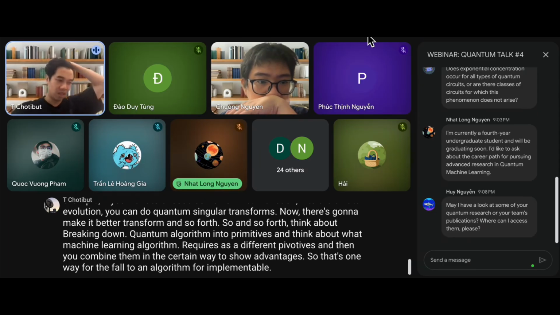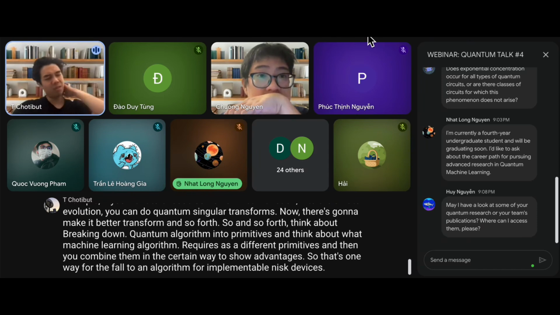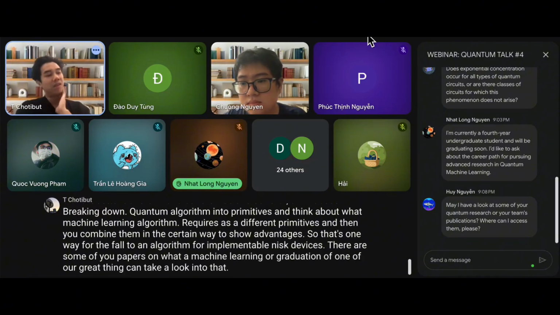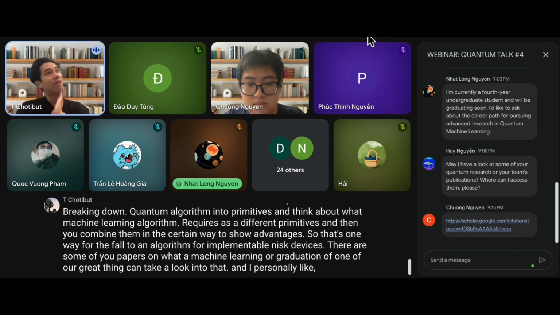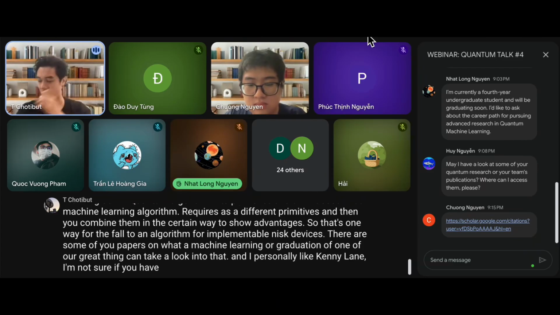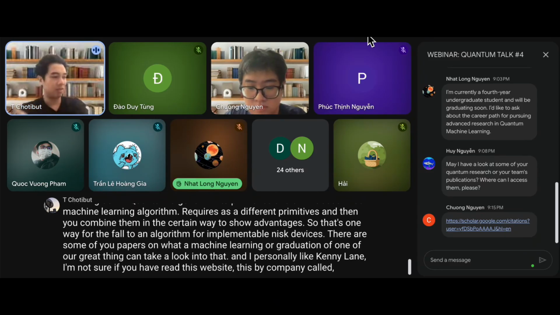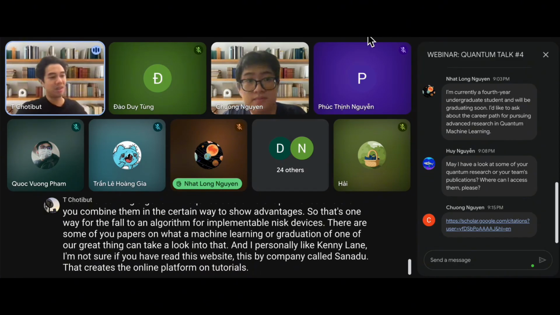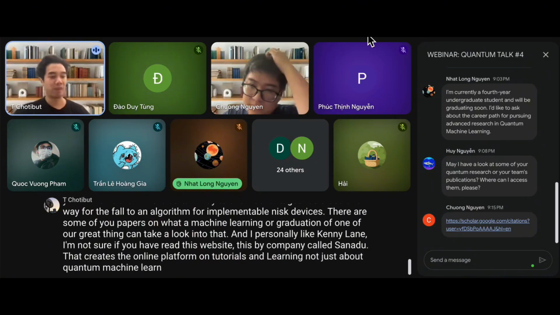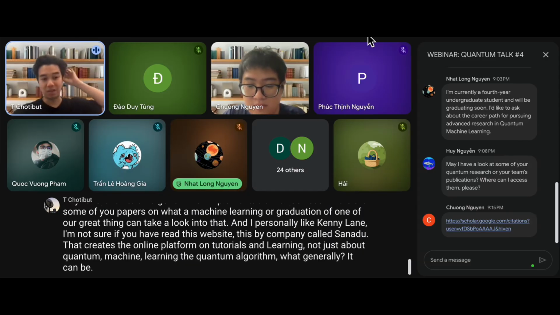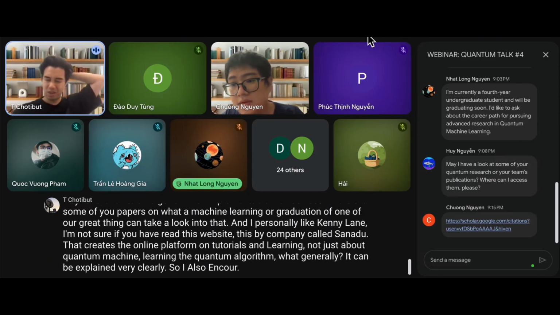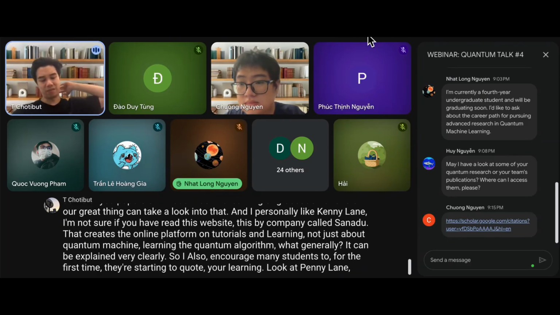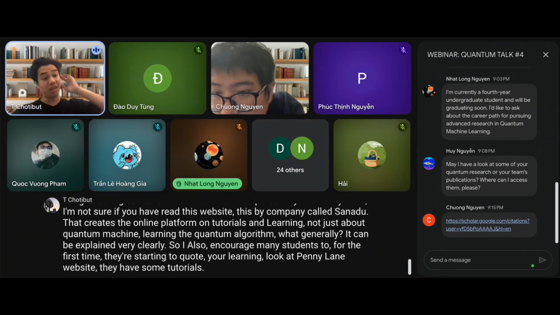For implementable NISQ devices, there are some review papers on quantum machine learning or variational quantum algorithms. You can take a look into that. And I personally like PennyLane. I'm not sure if you have read this website. It's by a company called Xanadu that creates an online platform of tutorials and learning, not just about quantum machine learning, but quantum algorithms more generally. It's explained very clearly. So I also encourage many students, for the first time they're starting quantum machine learning, to look at the PennyLane website. They have some tutorials on that.